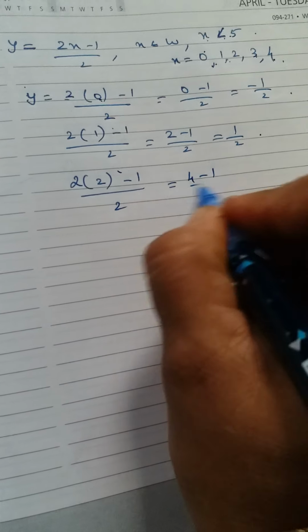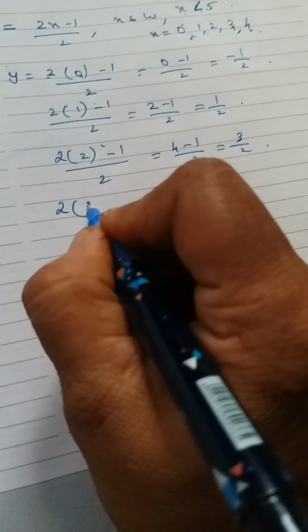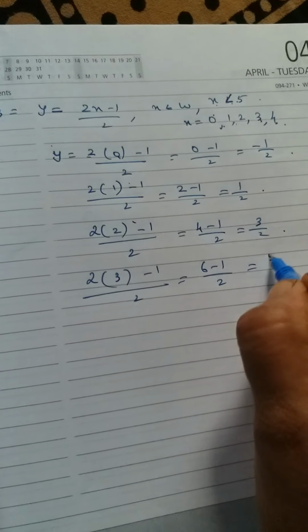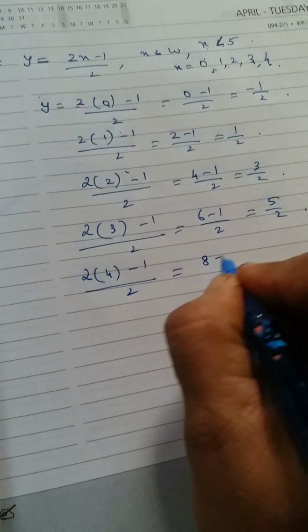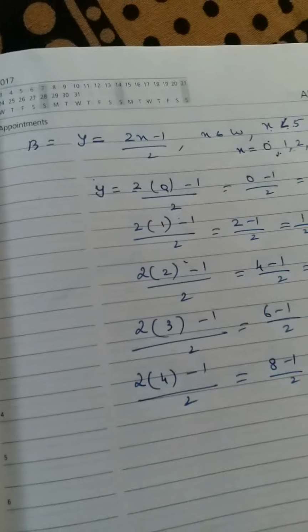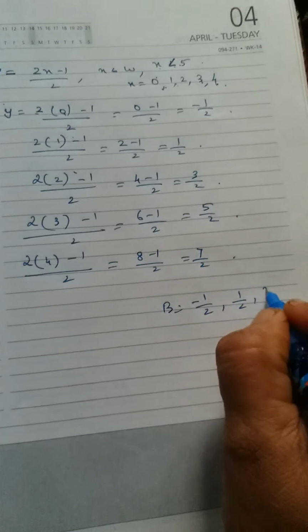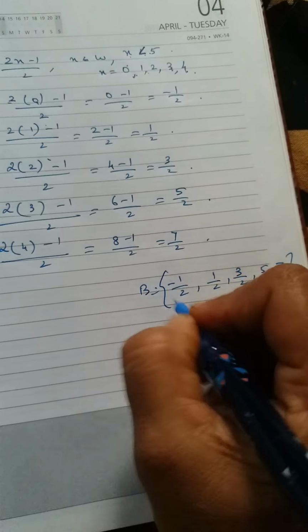2 into 2 minus 1 by 2 is equal to 3 by 2. Next value is 3. 2 into 3 minus 1 by 2 is equal to 6 minus 1 by 2 is equal to 5 by 2. Next, 2 into 4 minus 1 by 2 is equal to 8 minus 1 by 2 is equal to 7 by 2. So now what is your B? B is equal to, for all the values, minus 1 by 2, 1 by 2, 3 by 2, 5 by 2, 7 by 2. So these are the values of B.